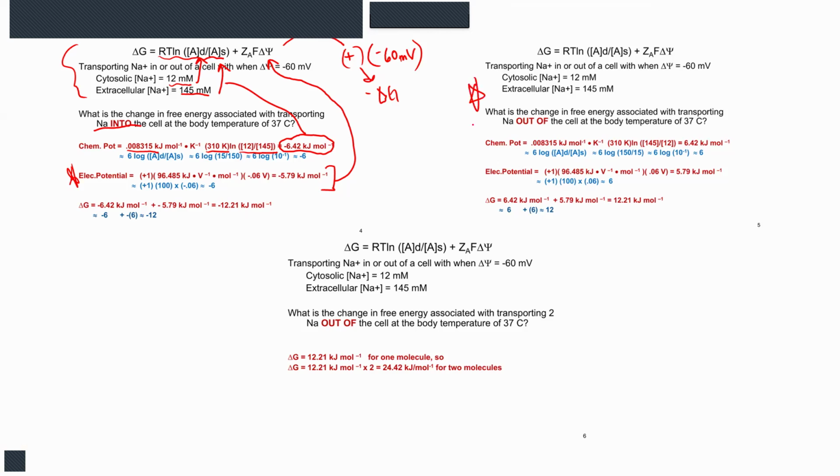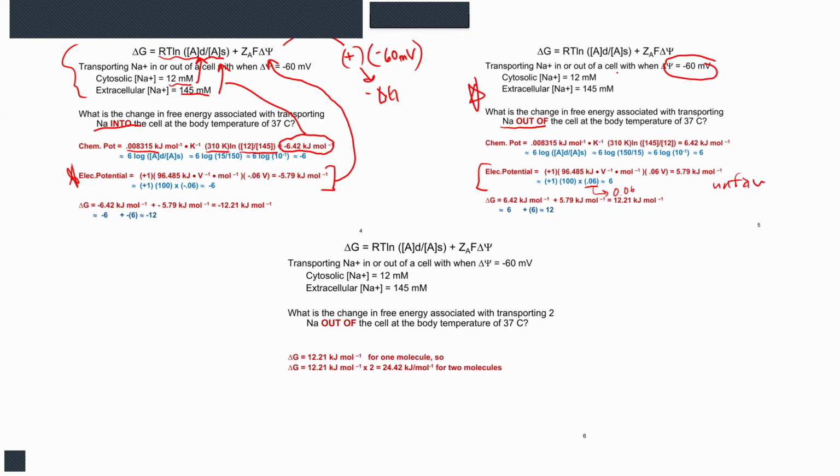Now, this question right here, it's the exact same thing. The only difference is we're talking about transporting sodium out. Okay, so what's the fundamental difference that we have to account for? Well, from the electrical standpoint, that means that our delta psi is not -60 millivolts. Instead, it's positive 60 millivolts. Converting that into volts is going to be 0.06, which is still a positive value. So this is unfavorable when we are transporting out.